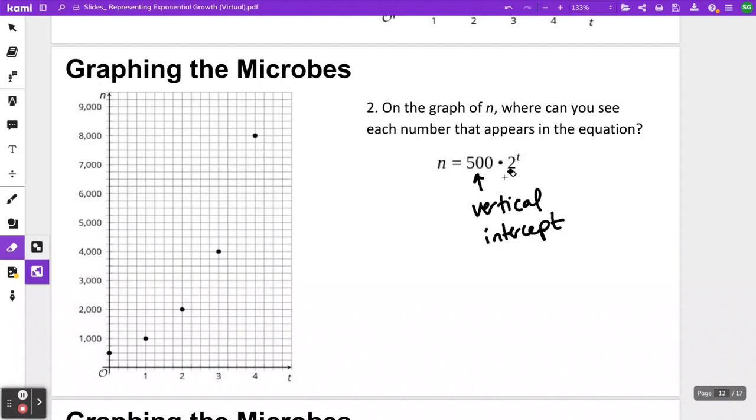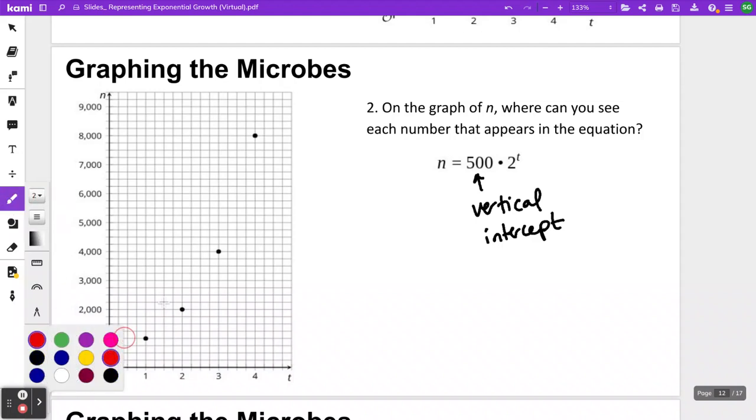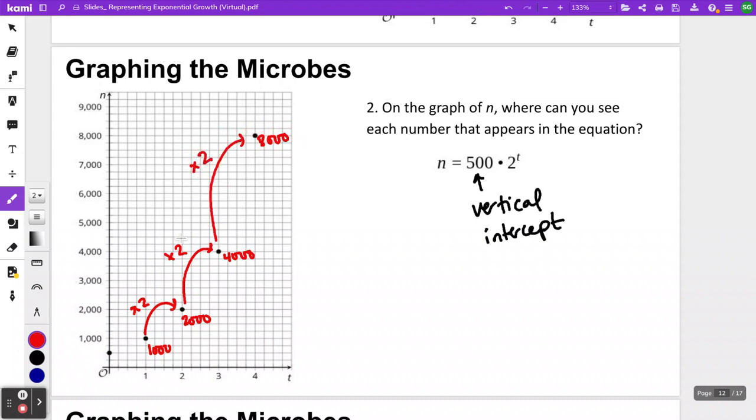It helps to remember where that 2 came from. We remember we said it was doubling every hour, or splitting into 2 every hour. So you see that 2 when you look at the numbers and how we get from one to the next one. For example, this point here is at the number 1,000, and this one is at 2,000. So to get from 1,000 to 2,000, we had to multiply by 2. That next point is at 4,000. So to get from 2,000 to 4,000, we had to multiply by 2. To get from 4,000 to 8,000, we had to multiply by 2.